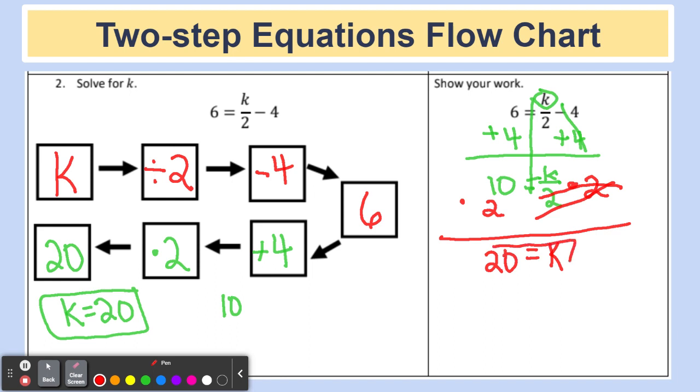So you can use the box method or you can show your work using your classic algebra, but either way, you see here that k equals 20.